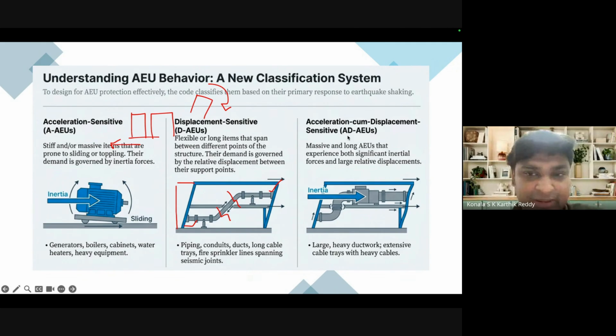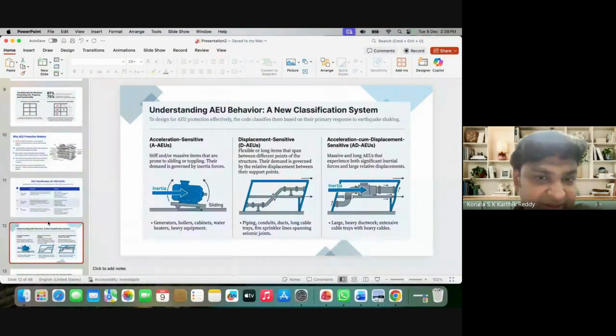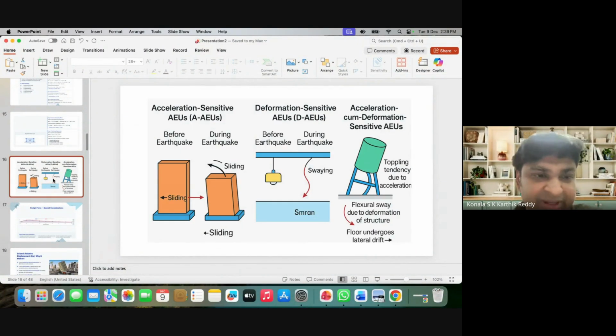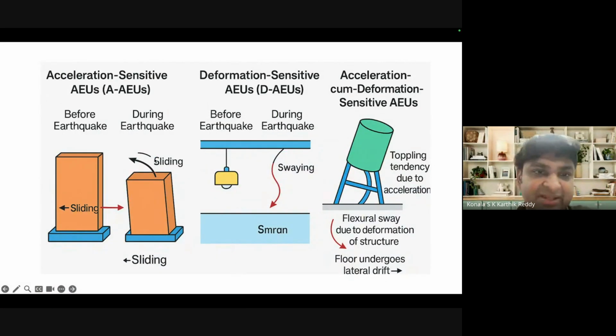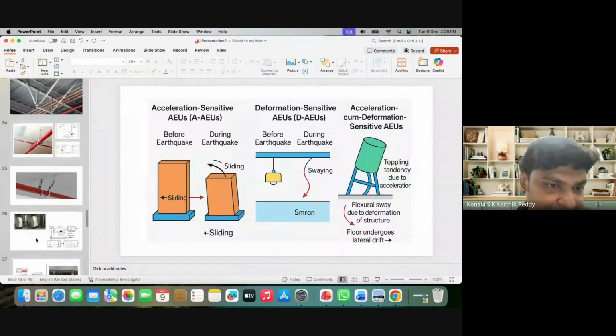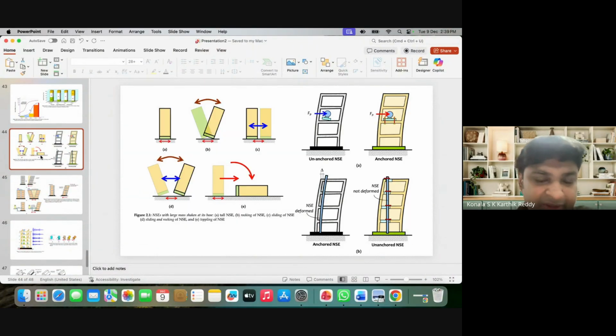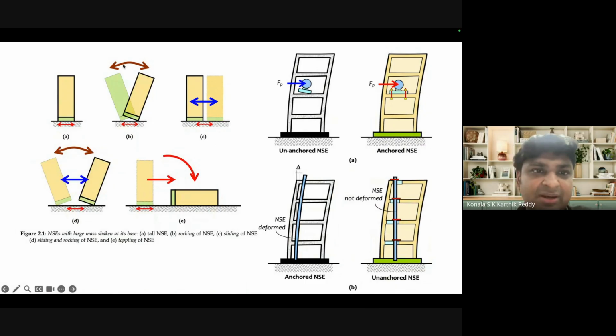Maybe I'll show some images, then you can understand what's meant by acceleration sensitive and displacement sensitive. You can see over here this particular image. You can see the kind of failures over here. The failure is either due to sliding or toppling. Can you observe this one? It is swaying, but the integrity of the entire equipment is properly maintained. The material as a whole will topple in this direction or that direction, and there won't be any internal deformation in between the material. So this is called swaying.